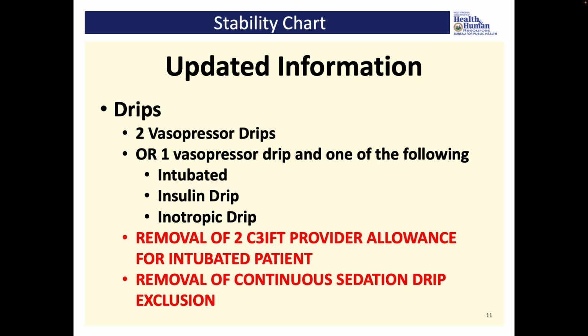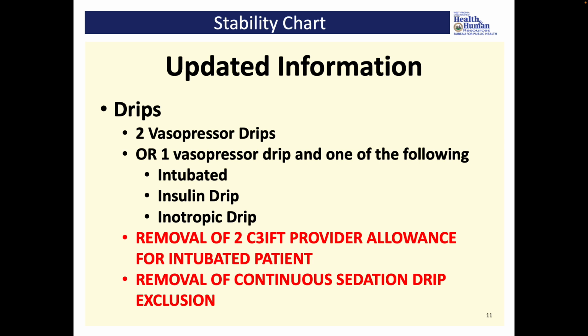With drips, 2 vasopressor drips is CCT, or 1 vasopressor and one of the following. So if they are on a pressor and are intubated, that requires CCT. Vasopressor and an insulin drip, CCT. Vasopressor and an inotropic drip is CCT.